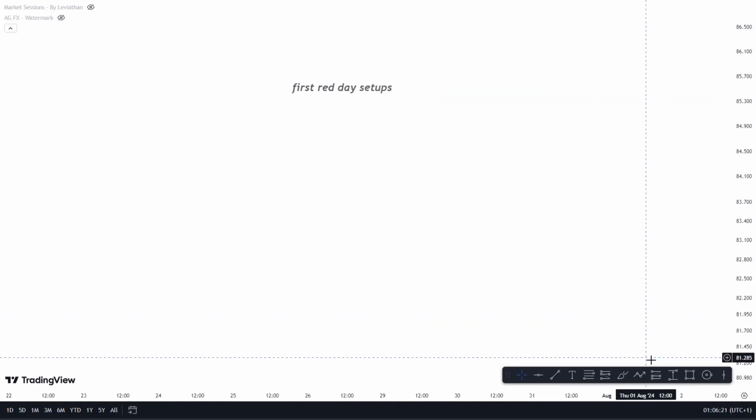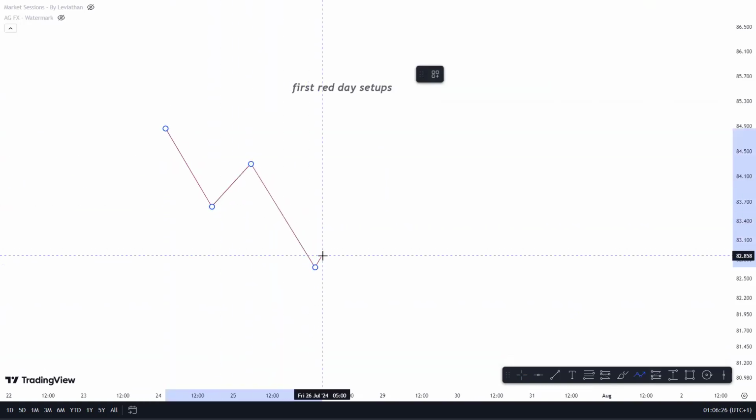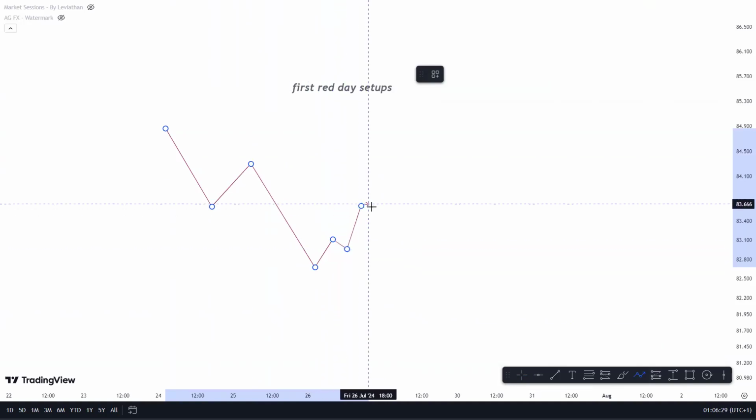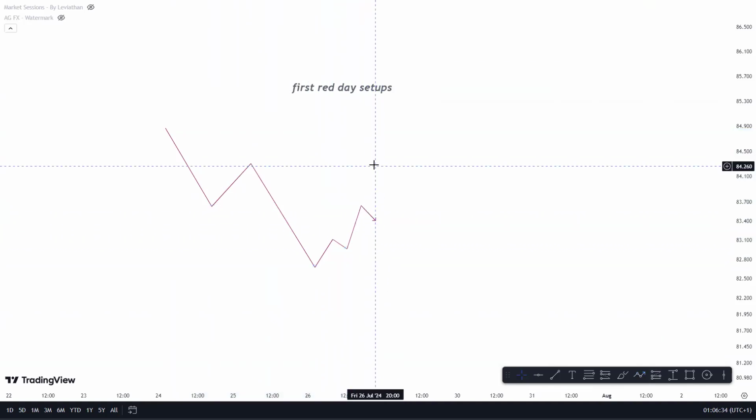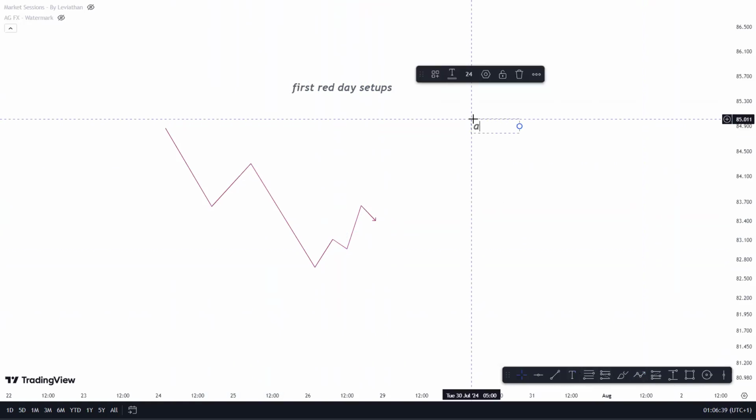So let's say we've been bearish for a while. The market pops up one day, two days, and then what happens? You have a red day. What's a red day? A red day is the day where the market closes below the open. The first red day is the day the market closes below its open for the day.